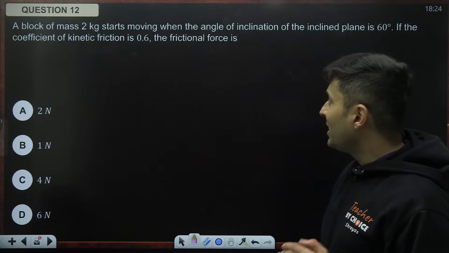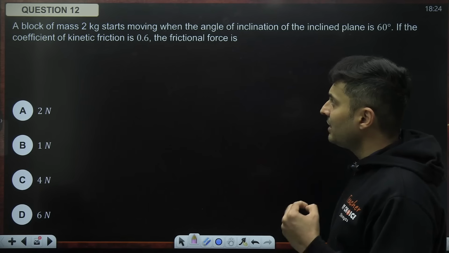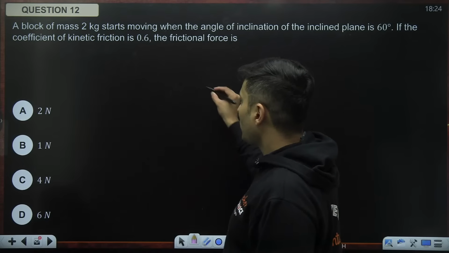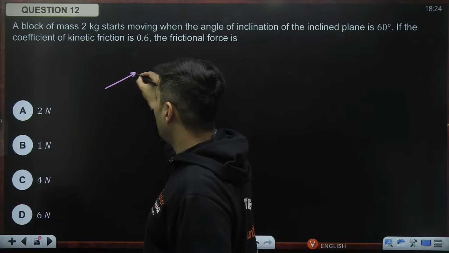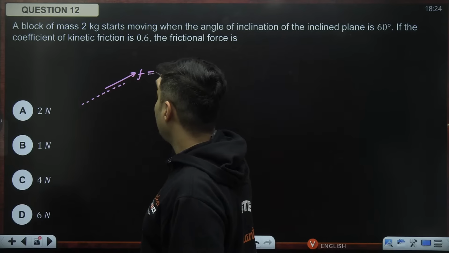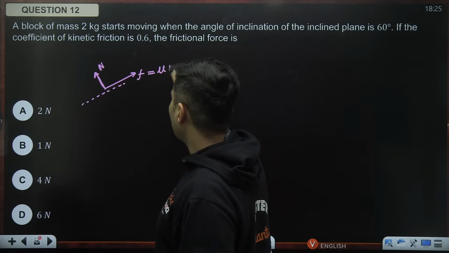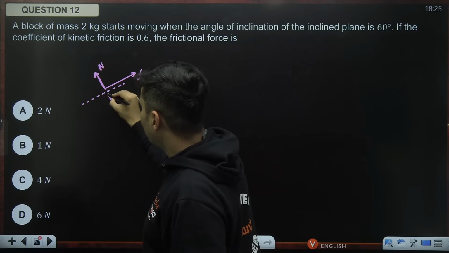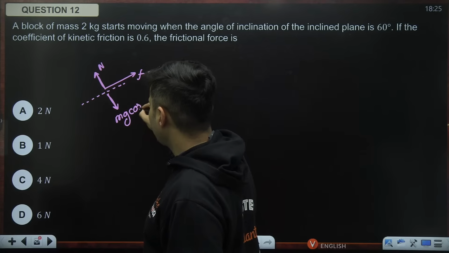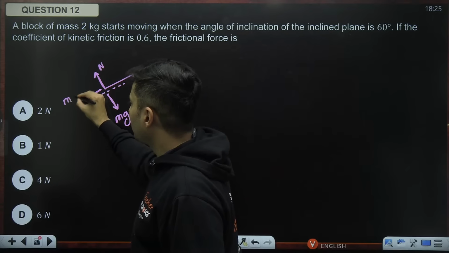A block of mass 2 kg moves when the angle is 60 degrees. The coefficient of friction is 0.6. How much is the frictional force? So we all know that the frictional force along an inclined plane will be dependent on the normal, and that will be mu times N. But do not forget the normal will be balanced by mg cos theta, right? Because mg sin theta will be down like this for that block.